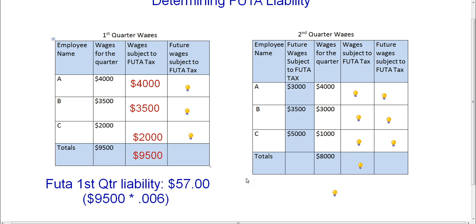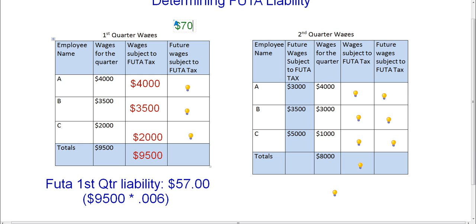Since it's $57, I can carry this $57 over into second quarter because I haven't reached that $500 threshold yet. But for second quarter, I need to decide how much of their wages for that quarter are subject to the tax. Because once they reach $7,000, I don't owe any more tax for that particular employee. So for first quarter, what we need to do is take our magic number, and I'll put that up here.